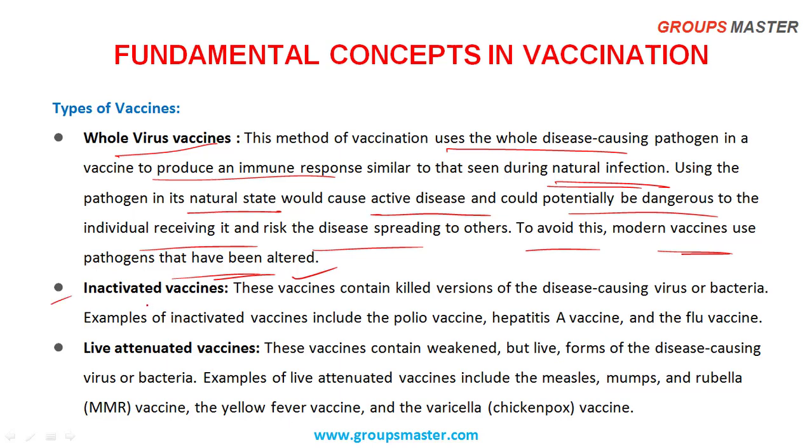Next one is inactivated vaccines. These vaccines contain killed versions of the disease-causing virus or bacteria. Examples of inactivated vaccines include polio vaccines, hepatitis A vaccine, and the flu vaccine.